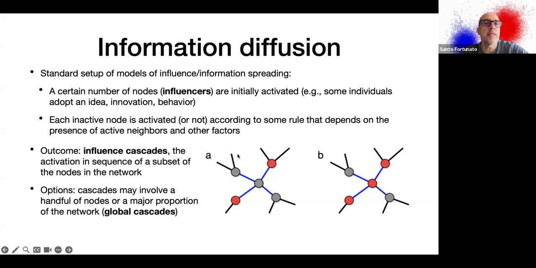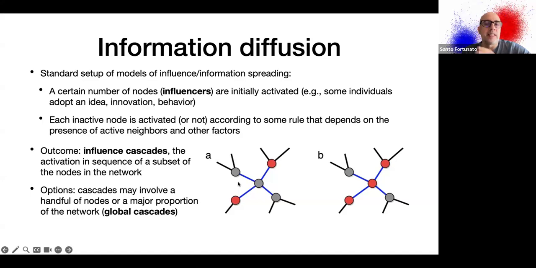You start from a certain number of nodes which are initially activated. These are called influencers. Could be the first people who buy a new phone, a new product, or they adopt an idea or innovation or a certain behavior, like quit smoking, for instance. Each inactive node is activated or not according to some rule that depends on the presence of active neighbors and/or other factors and parameters.